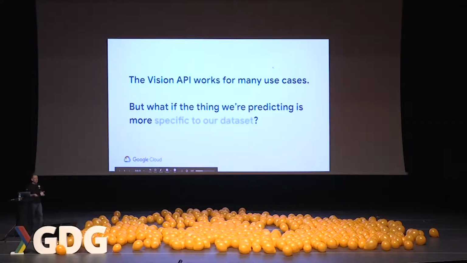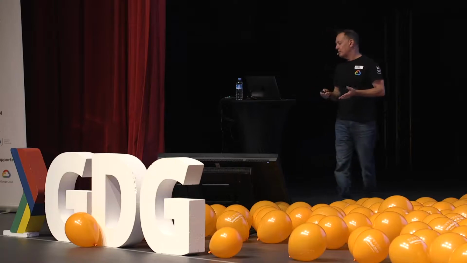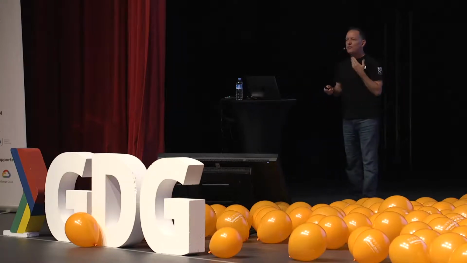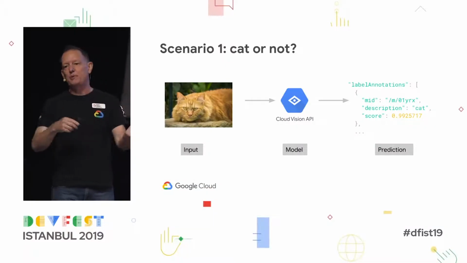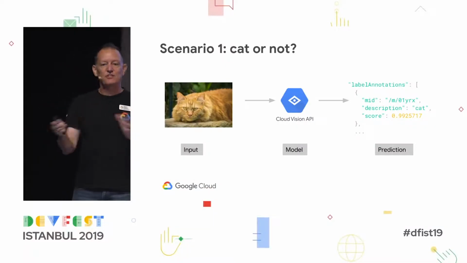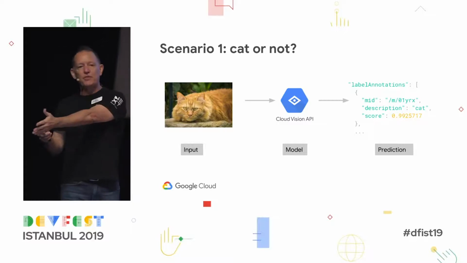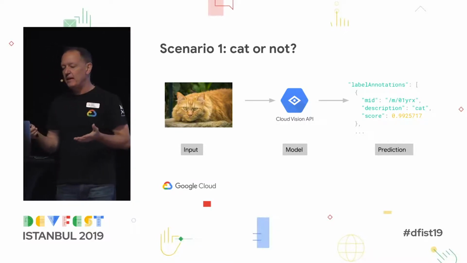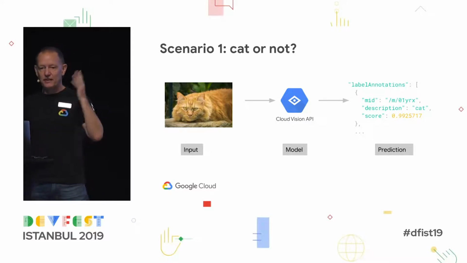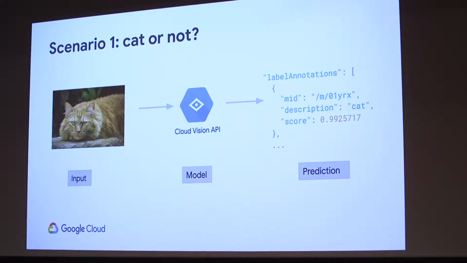So the Vision API is great if the thing you want to identify is something of general knowledge using images that can be found on the web. But what if you want something more specific? So we know that the Vision API is good at identifying between cats and dogs. So if I want to identify whether this image is a cat or a dog, I can use the Vision API and I can get a prediction and it says, yes, sure enough, this thing is a cat.